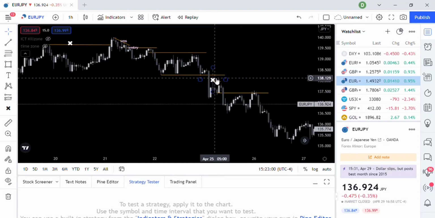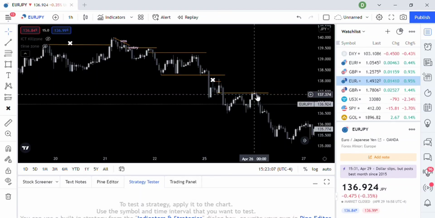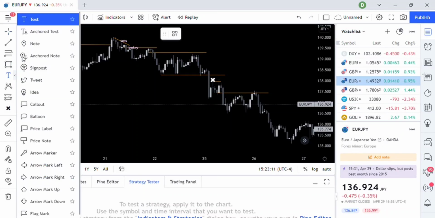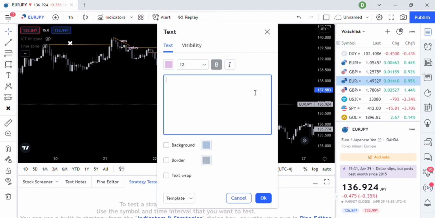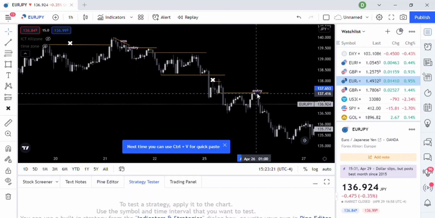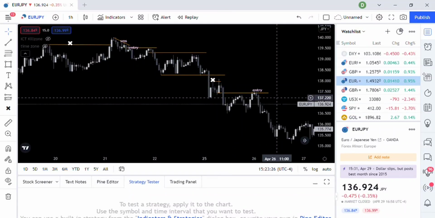It took out the liquidity, and then what? It came down, took out the low of the up candle, and then what? Price taps back into it. So your entry is right here, right on this candle where price tapped into it. And a lot of people wouldn't be able to see this as an order block, but that's an order block setup.